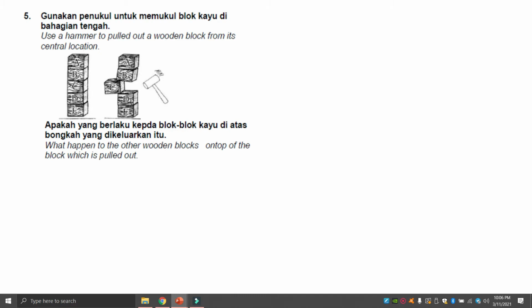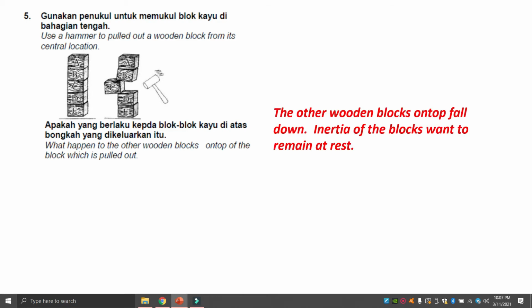Okay, and then the next one. Use a hammer to pull out a wooden block from its central location. What happened to the other wooden block on top of the block which is pulled out? What will happen? The other wooden block on top falls down. This means the other wooden block at the top doesn't want to move, so it will fall down, and the inertia of the blocks wants to remain at rest.